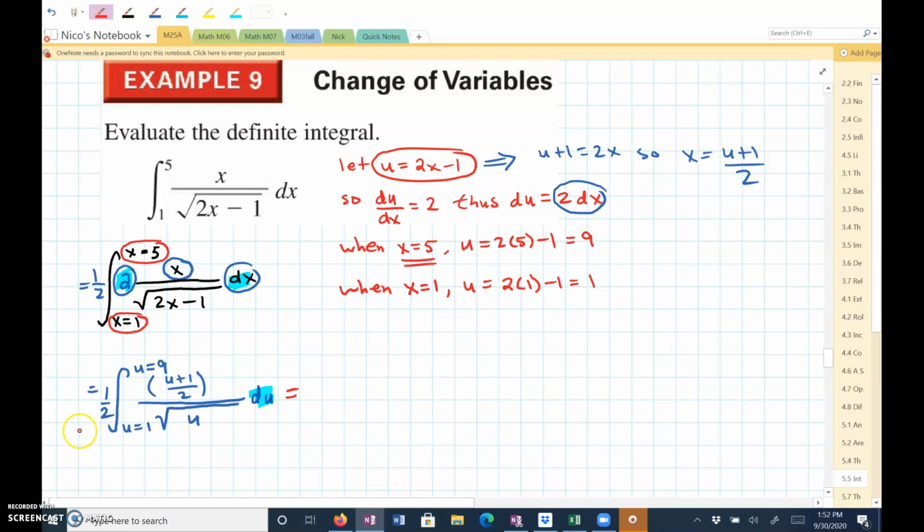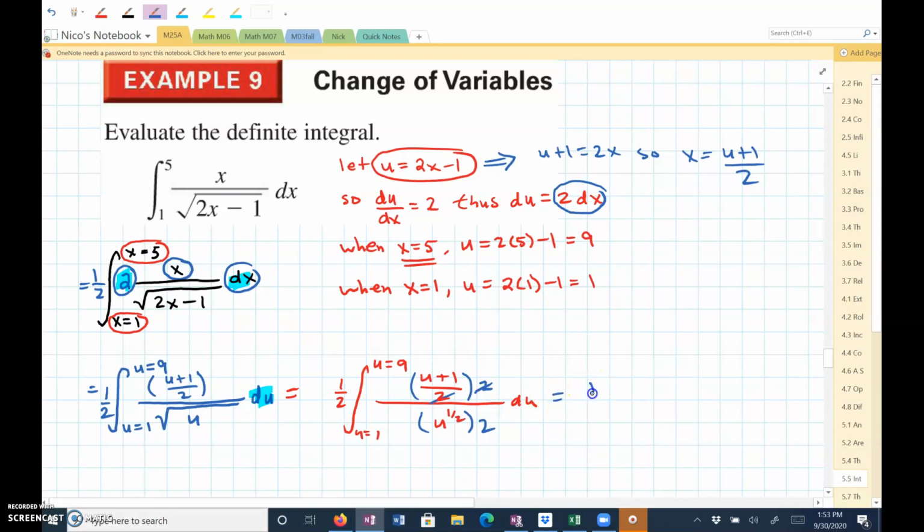Okay, so now let's see what I got here. So I've got the integral of 1/2, u equals 1, u equals 9. This is going to be u plus 1 over 2. This would be u to the 1/2 power du. And then what I can do here, I can multiply the numerator and the denominator by 2, where this would cancel out.